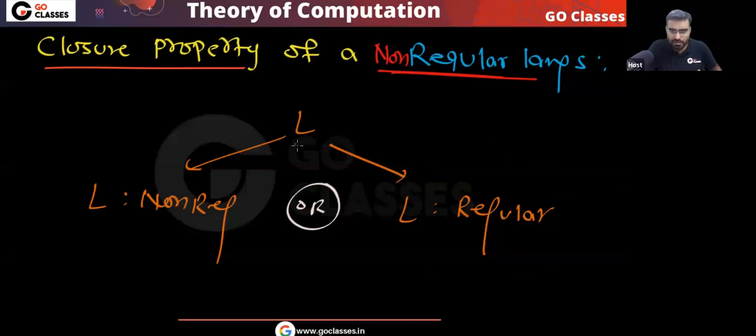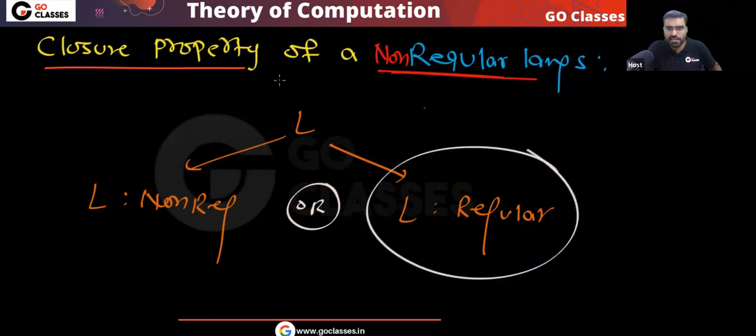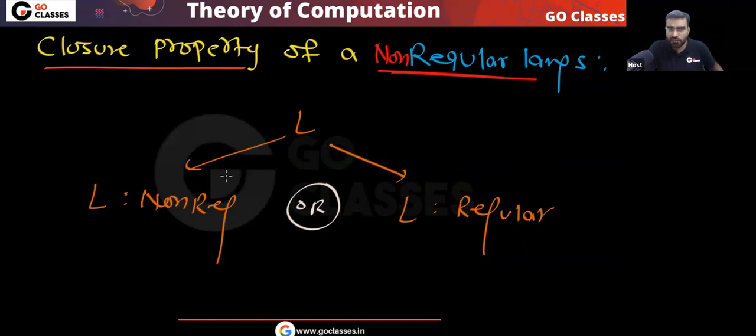Now, I do not care whether this L is CFL, whether this L is DCFL, or whether this L is not CFL. So when I study closure property of non-regular languages, I only care about two things: either L is non-regular or L is regular. I don't care whether L is CFL or DCFL. Okay, this is what I care.